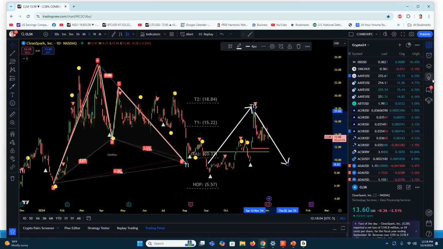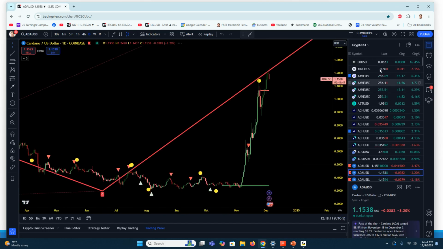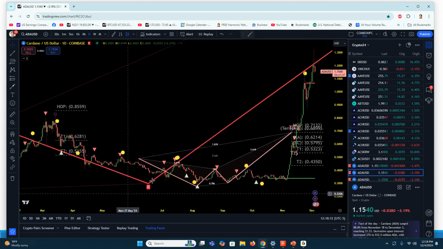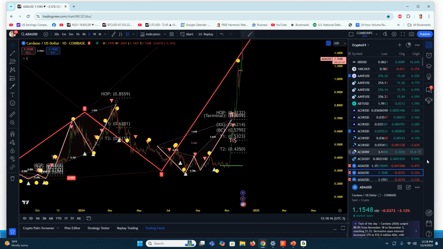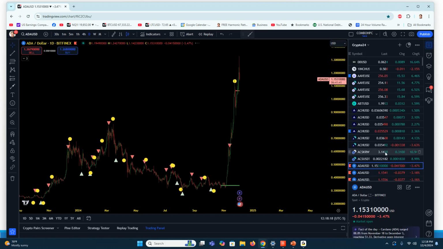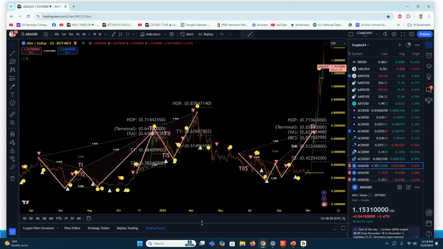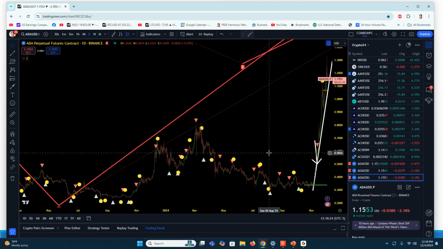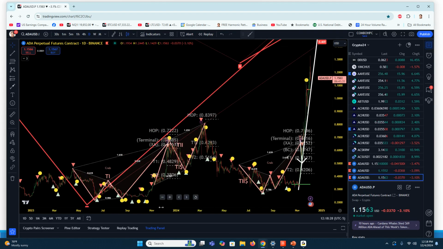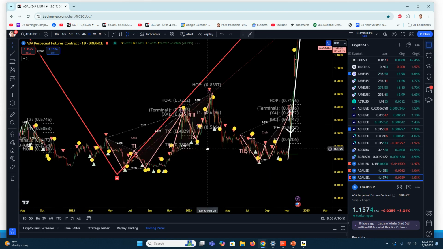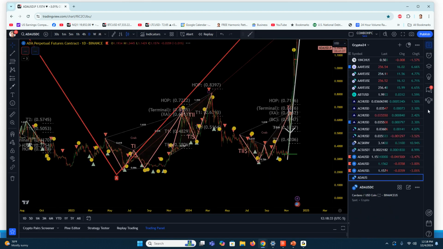Let's take a look. Let me go back to Cardano, which is a great one, because we had a lot of pattern metrics down here. This is one that had a lot of properties where we talked about why this was so harmonic. Where's the bat pattern on that one?